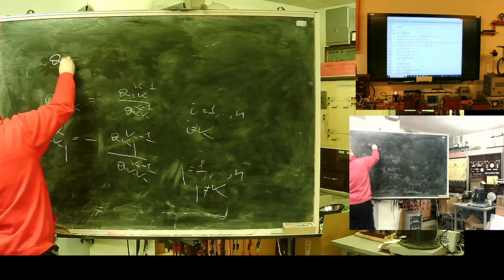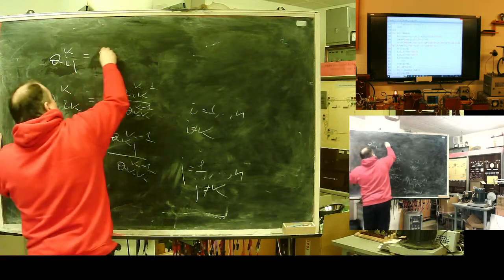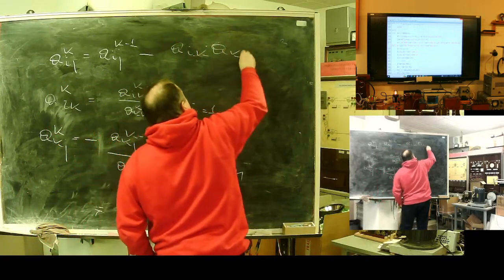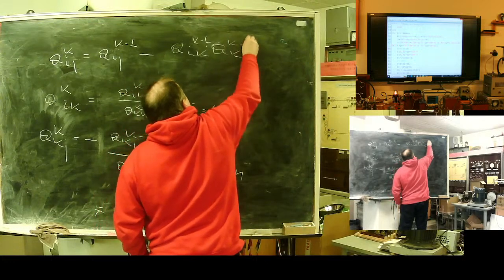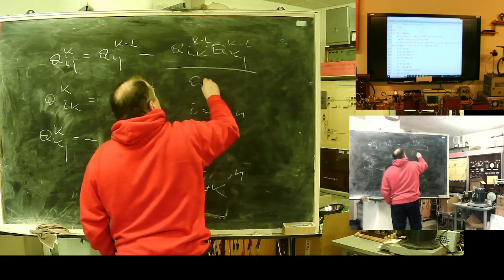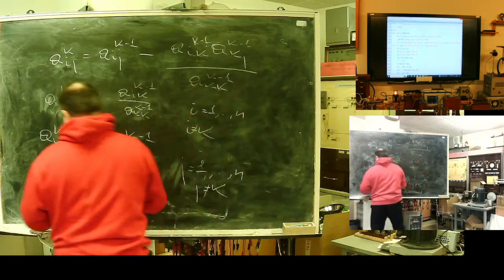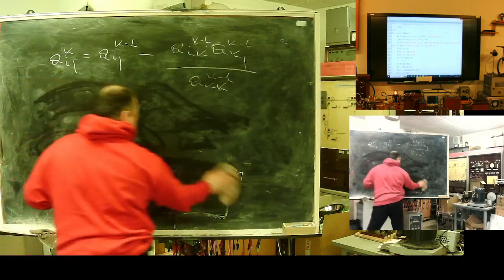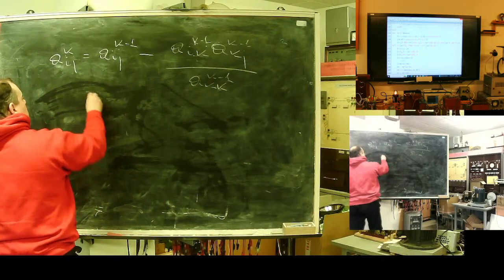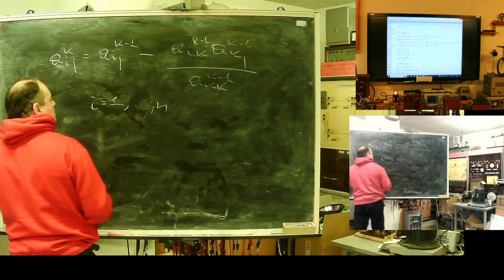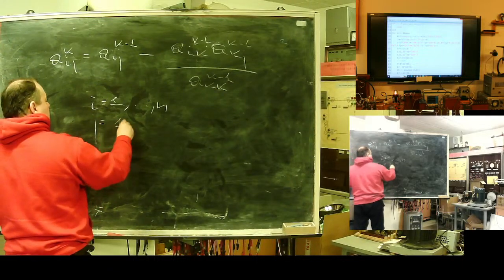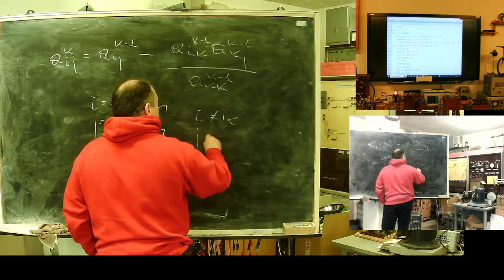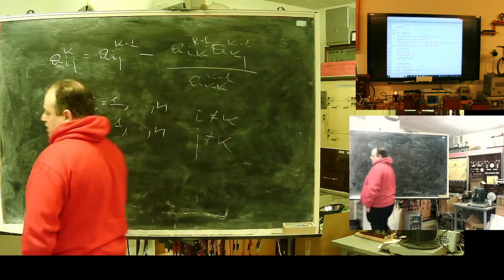AIJ next should be AIJ previous minus AIK times AKJ previous divided by AKK previous, for each I starting from 1 and ending at the number of elements, for each J starting from 1 and ending at the number of elements, and you should exclude element number k.